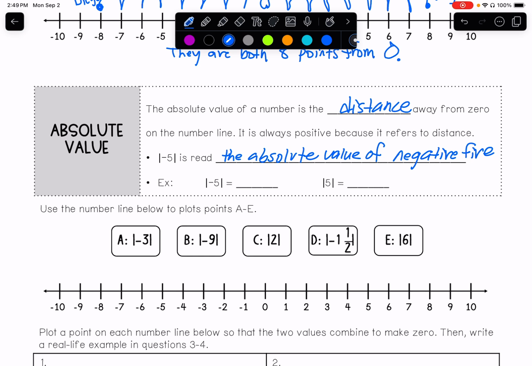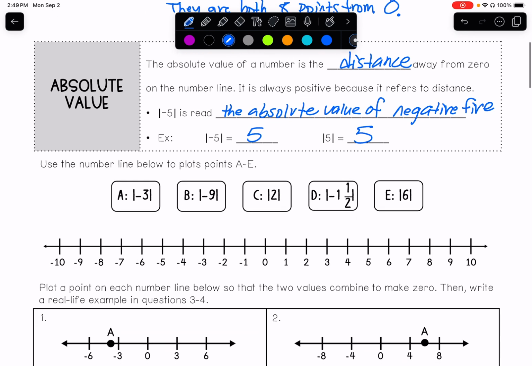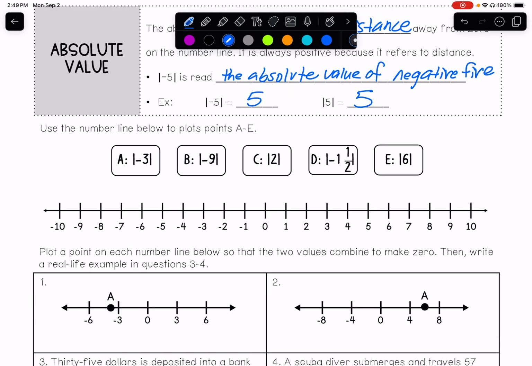Moving on. Now we're going to plot these points, A, B, on this number line. Let's start with A. A is the absolute value of -3. Well, the absolute value of -3 is still 3 units away from 0. So go here, and we label this as A. B is the absolute value of 9. So that's +9 because it's 9 away from 0. So that's point B. And then P is the absolute value of +2, which is +2.